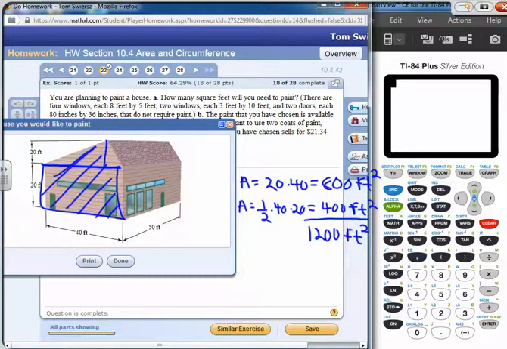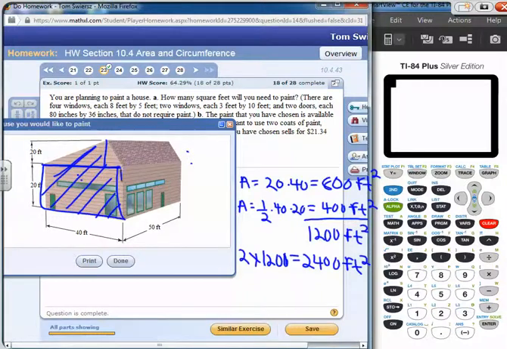Now there's this side, and then there's the left side and the right side. So you've got two of these sides, so 2 times 1,200 is equal to 2,400 square feet. That takes care of the two sides.